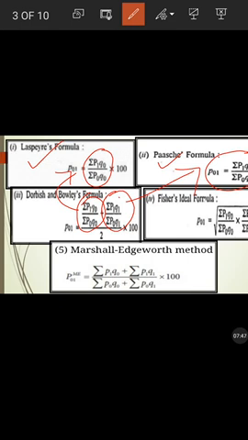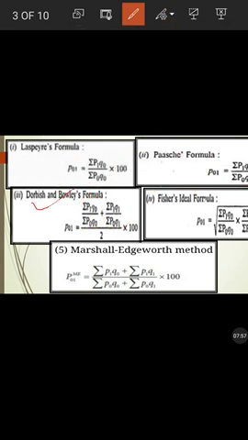So for Bowley's method, what have we taken? Laspeyres' method plus Paasche's method divided by 2 into 100. So this is Bowley's method. This is Laspeyres' and this is Paasche's, so we are adding both. What is the symbol given between? It is plus. So we are adding both, divided by 2 into 100. So this is Bowley's method.